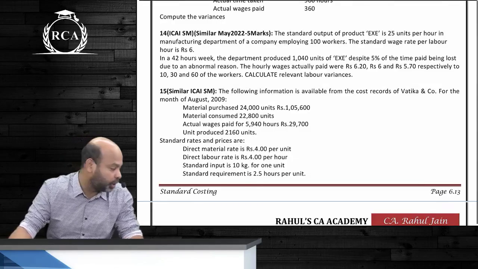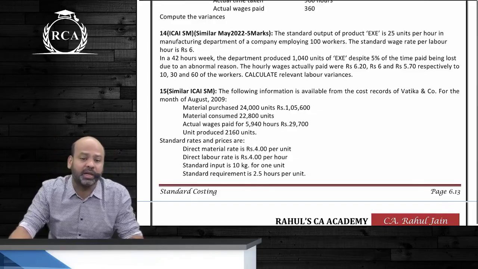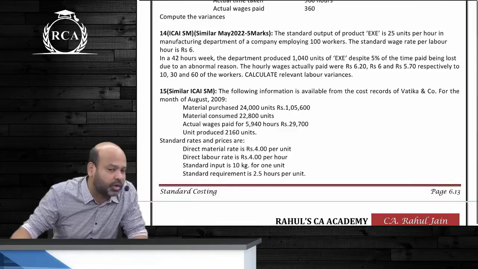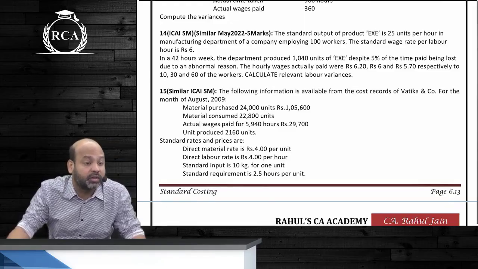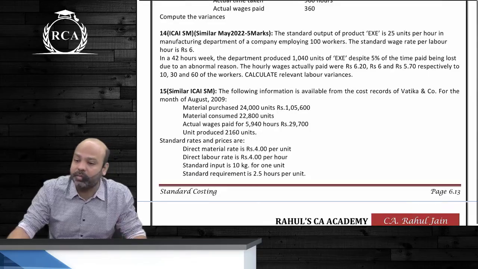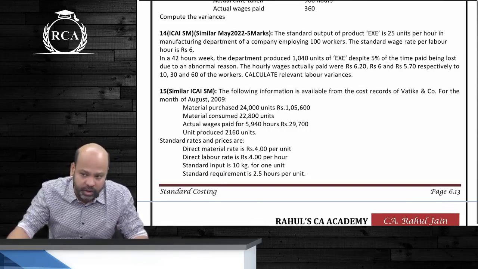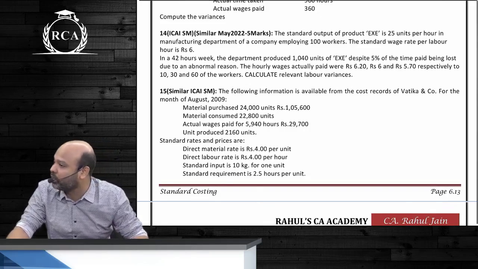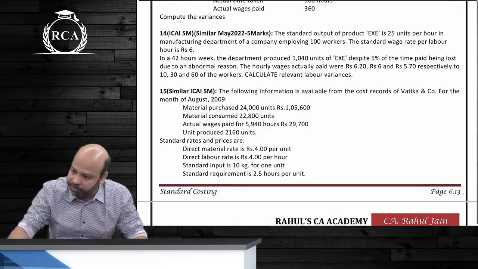In a 42-hour week, I said in the labor chapter, when they say in an 8-hour day or in a 40-hour week or in a 42-hour week, it means actual time that will be spent by every employee will be 42 hours unless otherwise given. Standard hours is always computed on the basis of actual output that you manufacture, guys. Actual hours will be given in the question. So in the given case, every employee will be working for how many hours? 42 hours unless otherwise given.